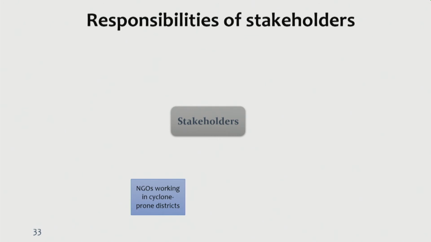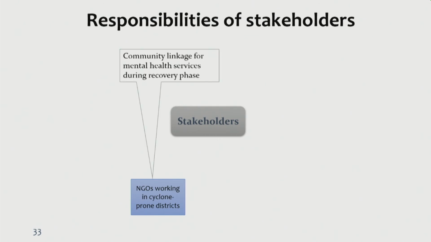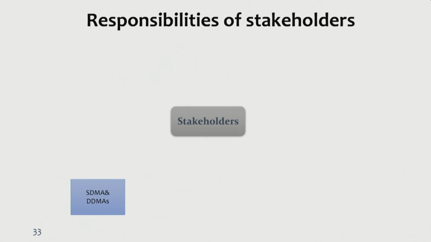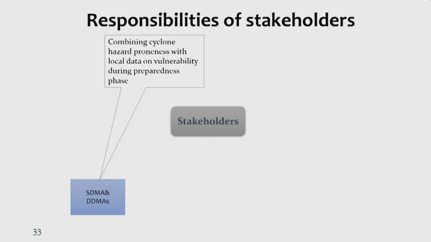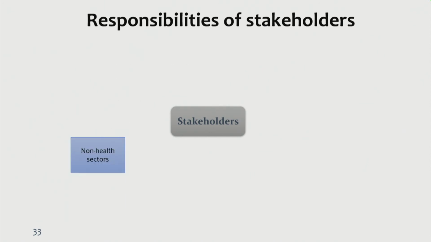NGOs working in the cyclone-prone districts should provide community linkage for mental health services during the recovery phase. They have to identify persons with mental health needs and assist them to avail medical care in the post-cyclone setting. The State Disaster Management Authority and the District Disaster Management Authority have the responsibility to combine cyclone hazard proneness with the local data on vulnerability during the preparedness phase.